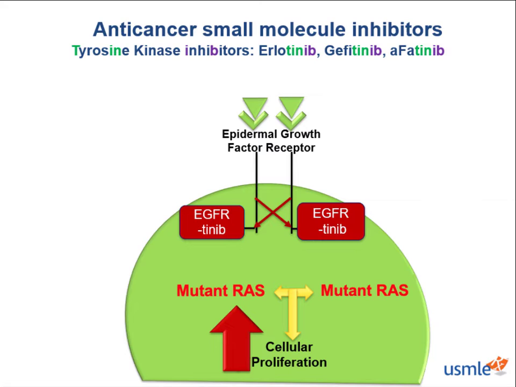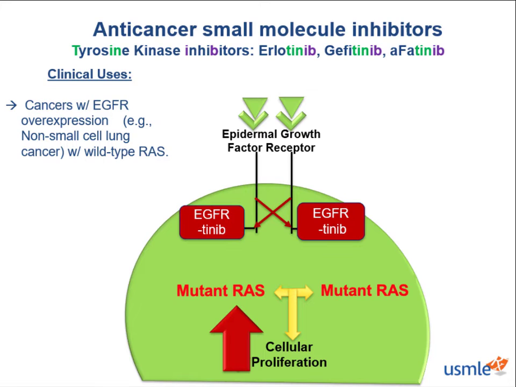So the mutant RAS is constitutively active in inducing cancer cell proliferation. Bottom line, if RAS is mutated, then these drugs are of limited use in treating EGFR-positive cancers. Overall, this background makes the clinical uses and side effects relatively straightforward. Basically, use these drugs for cancers that overexpress EGFR, but make sure the cancer has wild-type RAS. Again, these drugs are most effective when RAS is wild-type, a commonly tested point.